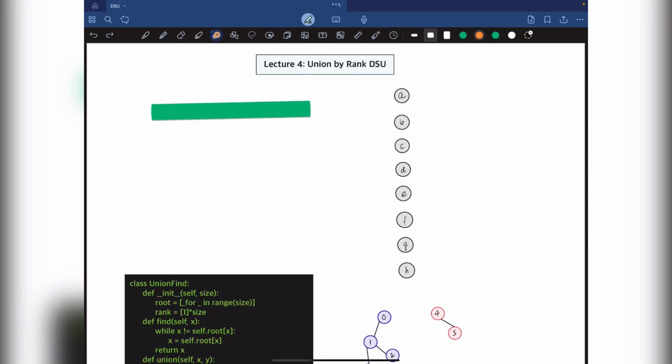And in this video, I'll be talking about an optimization on quick union using the union by rank method. Okay, why do we need this? What is the use of this thing? And stuff like that we'll discuss.